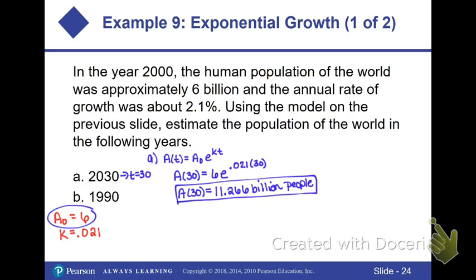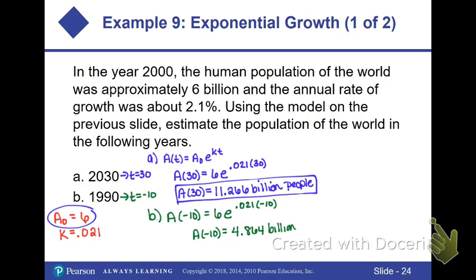And then B says, we're going to use the same formula, but now saying in 1990. The beginning year was 2000, so if I use 1990, then my t is -10. So I'm going to plug -10 in, so 6 e to my k times my t of -10. I can just type this in, and we get approximately 4.864 billion people.